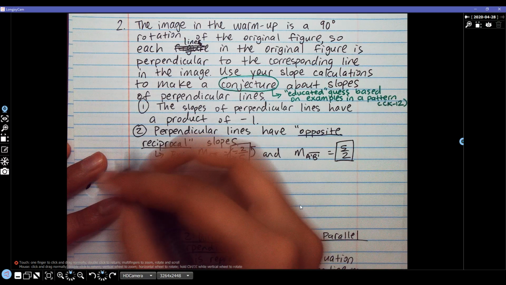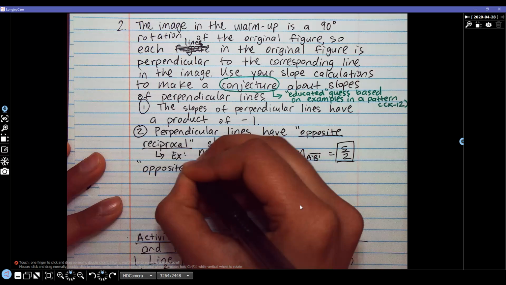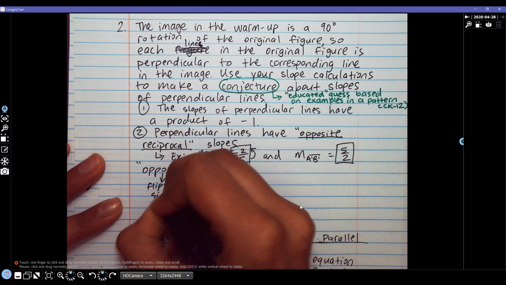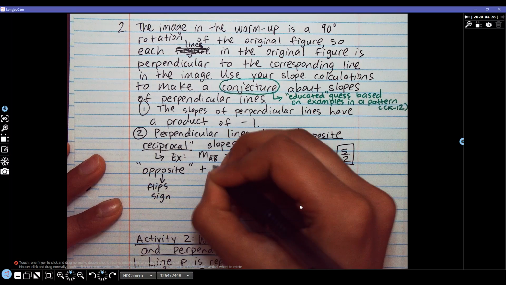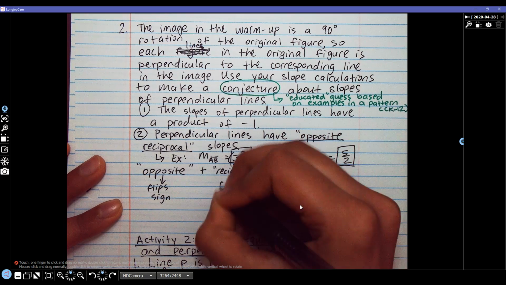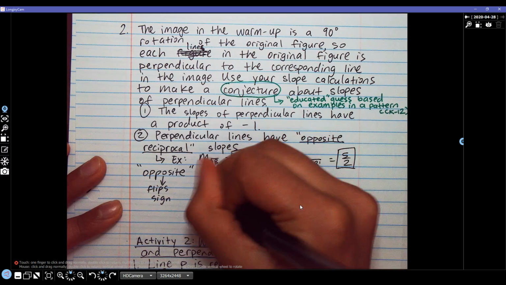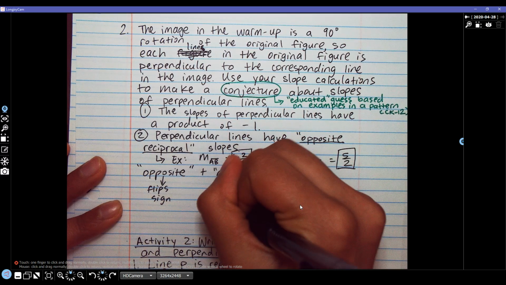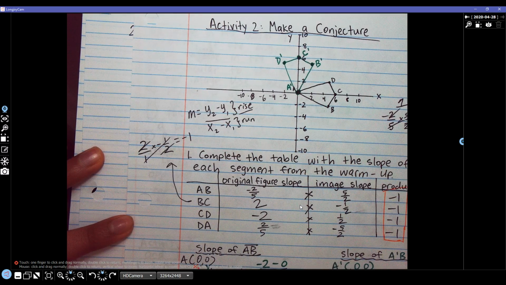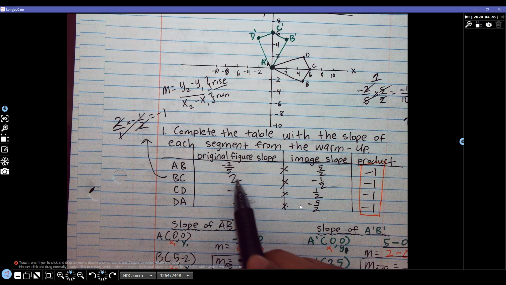Let's break this down here. Opposite basically means flips sign, and reciprocal flips numerator and denominator. We can actually see in our table that all of these slopes from the original figure are opposite reciprocals of the slope in the image.